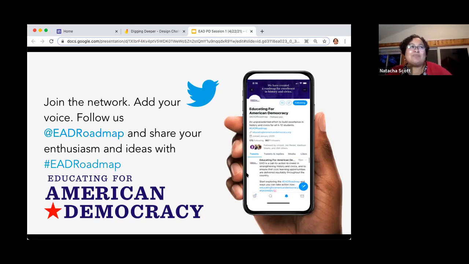Excellent. I like how someone pointed out that the entire educational community, not just civics and social studies teachers, can work in the roadmap. This is interdisciplinary. You see that connection across. Thank you so much for bringing that to the surface.